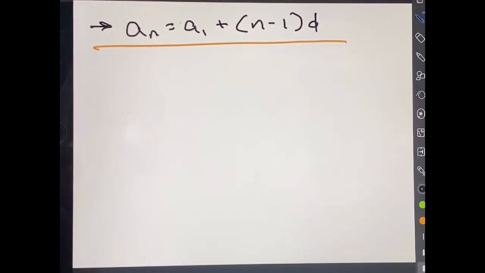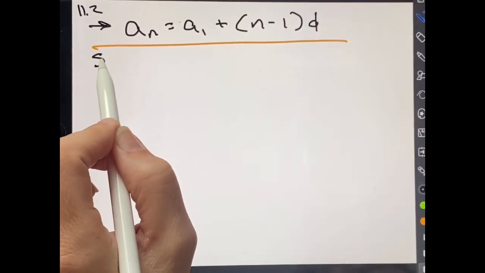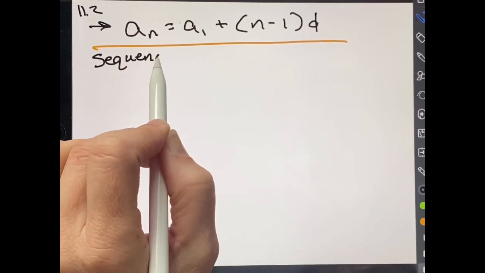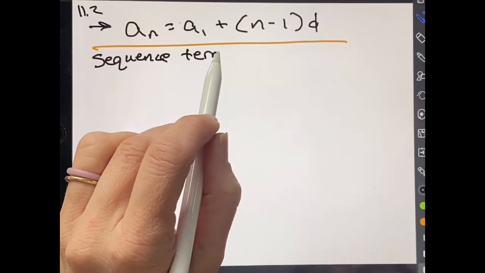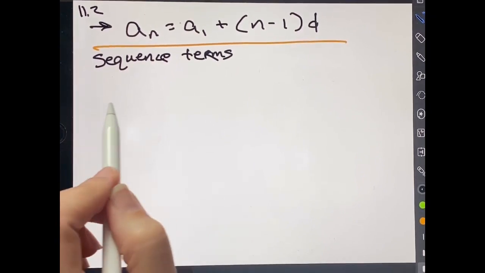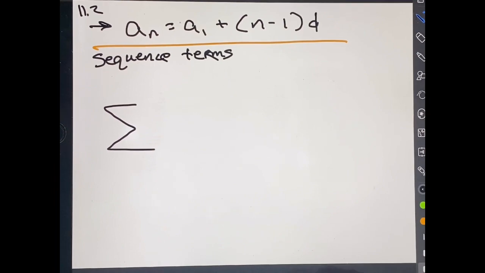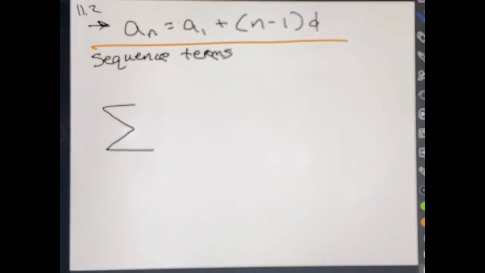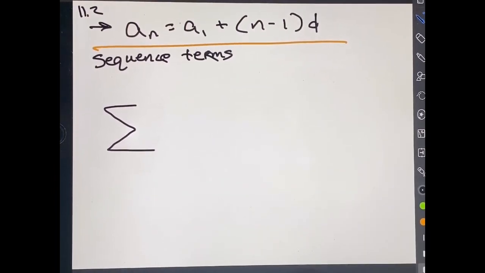So we previously learned in 11.2 that we have a generic form to find any term of a sequence. So sequence terms is what I'm going to write here. And why is it important to know what the values of the terms of a sequence are? Well, if we are given summation, as we learned that our sigma notation is summation, we need to know what numbers we are adding up. And the important numbers that we need to have are our first and our last number.